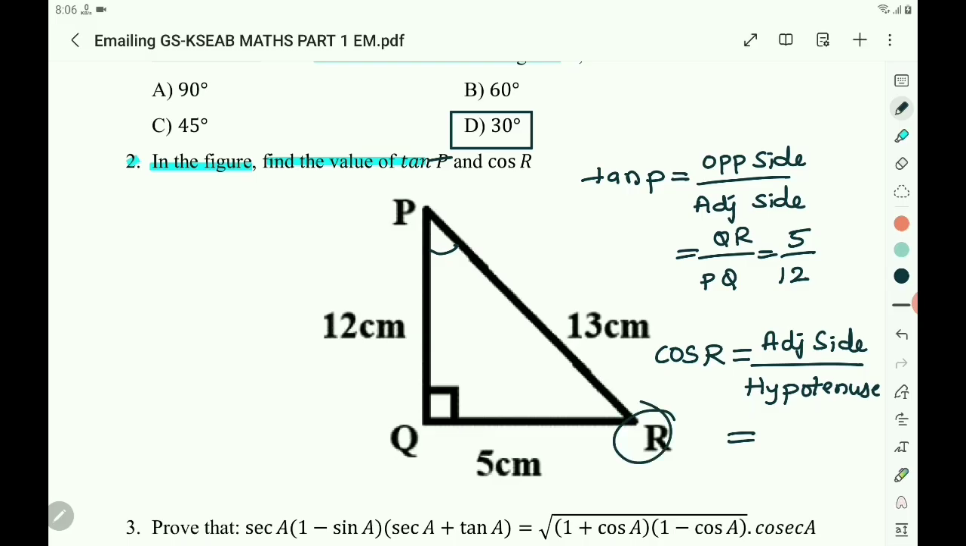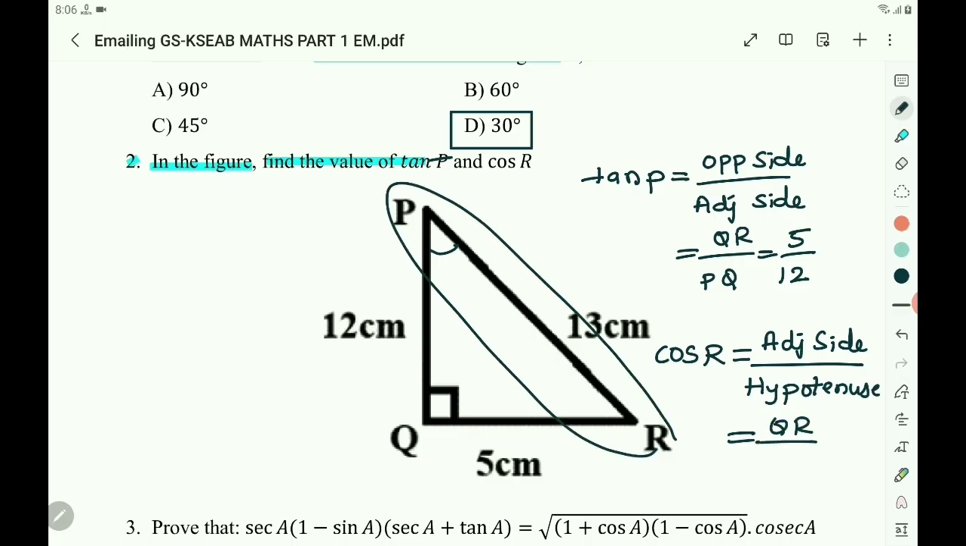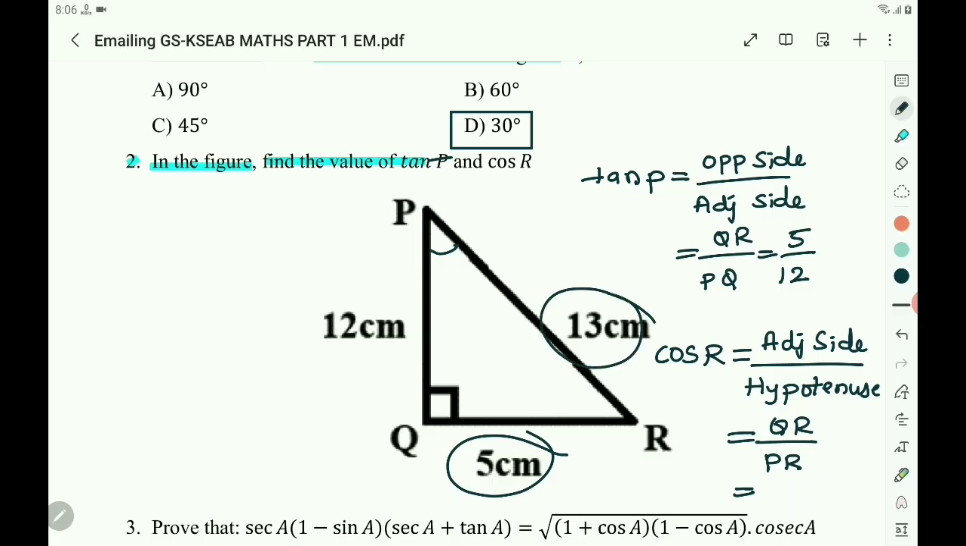For angle R, which is the adjacent side? QR is the adjacent side. Write QR by, which is the hypotenuse? Hypotenuse is the side opposite to the right angle. That is PR, and QR is 5 and PR is 13. Then you write 5 by 13. Tan P is 5 by 12 and cos R is 5 by 13.